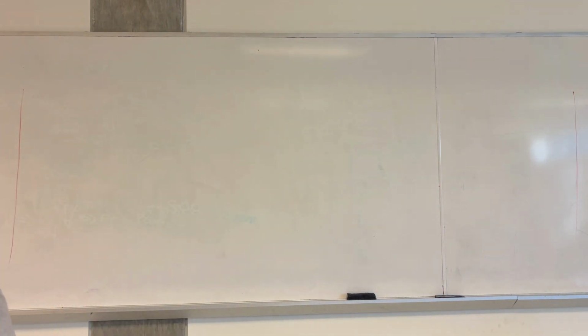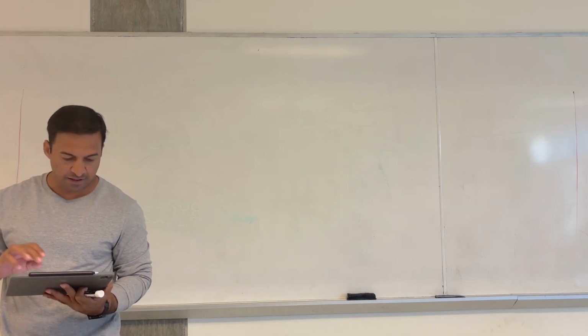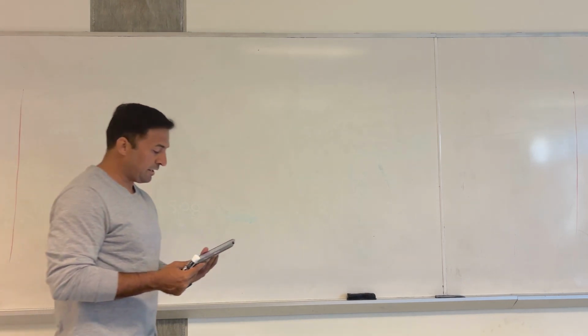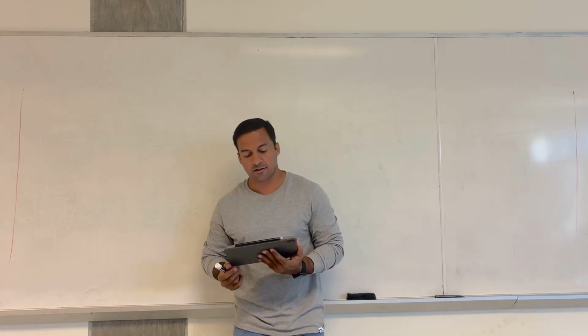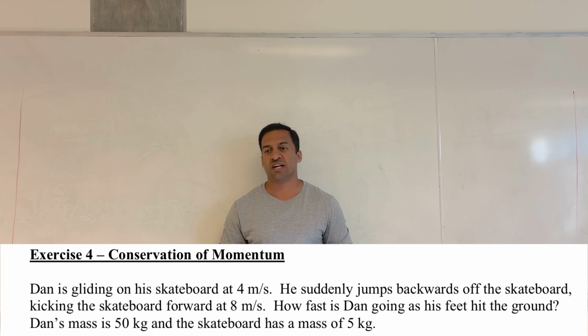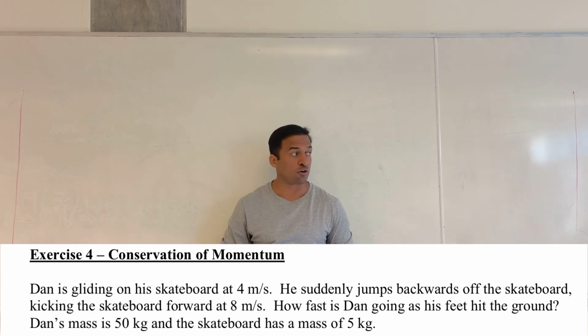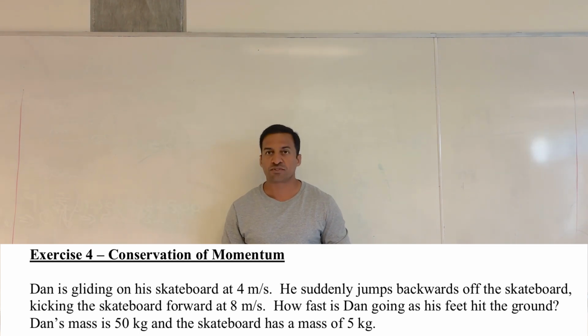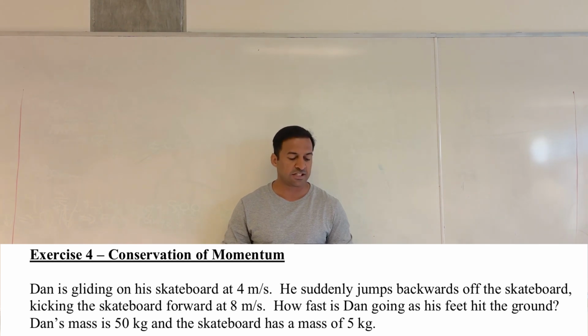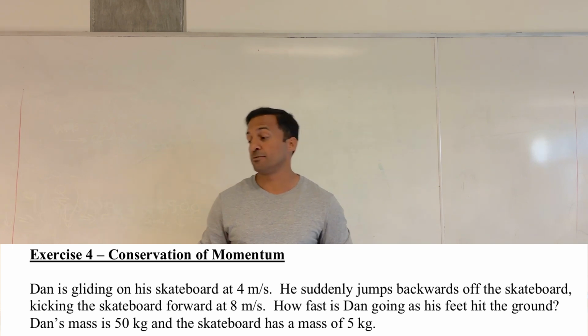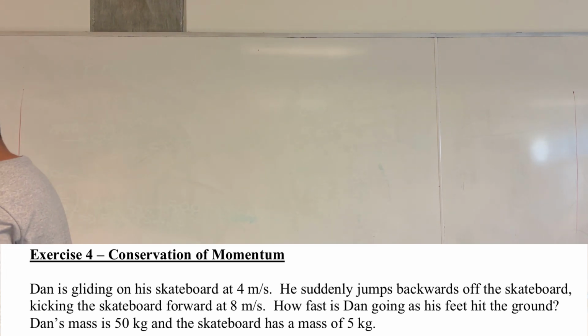Okay, so the question that was in our last week's discussion, it was the last question, and its statement is: Dan is gliding on his skateboard at 4 meters per second. This is from last week, that's why I'm going to read the statement to you if you don't have the copies. And he suddenly jumps backward off the skateboard, kicking the skateboard forward at 8 meters per second. How fast is Dan going as his feet hit the ground? Dan's mass is 50 kilograms and the skateboard has a mass of 5 kilograms. So this was last week's problem.